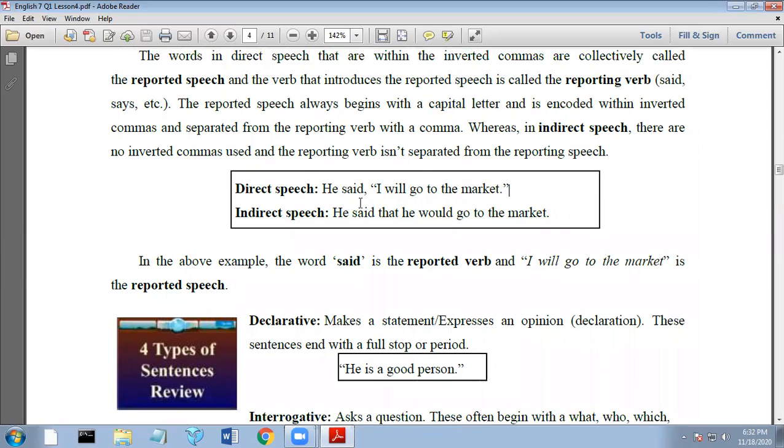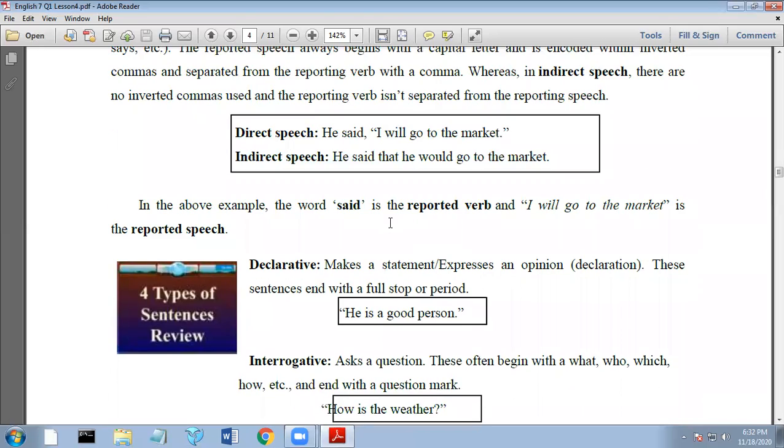So you see the difference in the direct and the indirect. In the direct, you have the use of comma to separate the reported speech from the reporting verb, and the reported speech should be enclosed with open and closed quotation marks. In the indirect speech, there are no internal punctuations anymore. So there is no comma after said, and the part that I will go to the market is reported as that he would go to the market. So please take note of the changes that happened in the indirect speech.